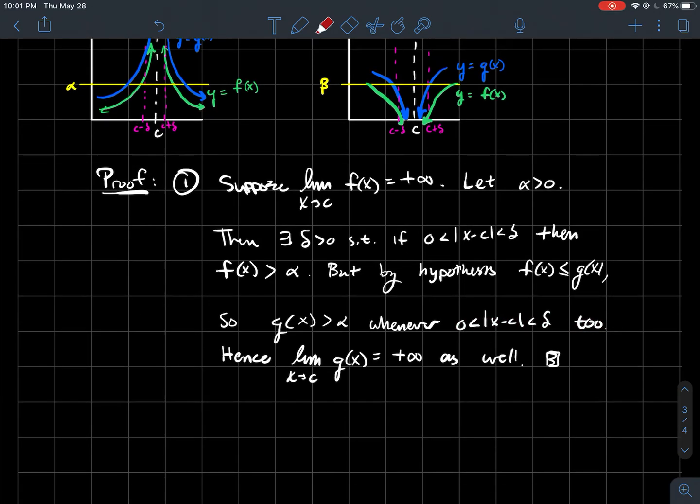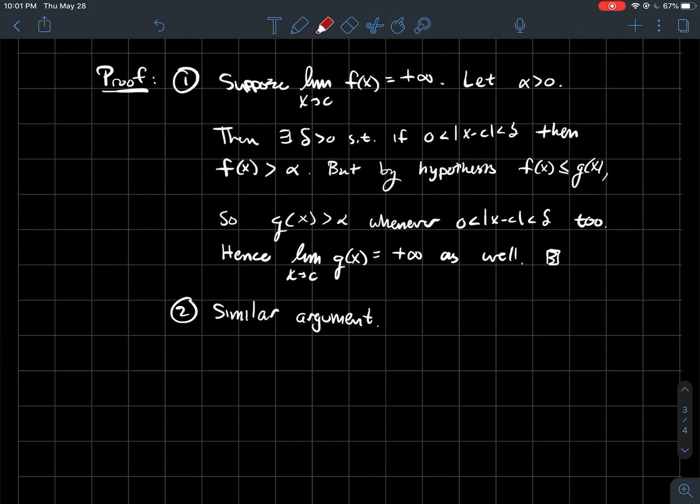And hence, what does that mean? You just showed that the limit as x approaches c of g of x is positive infinity as well. And the proof of part 2 is a pretty similar argument.